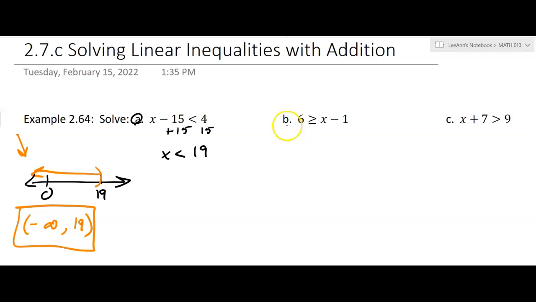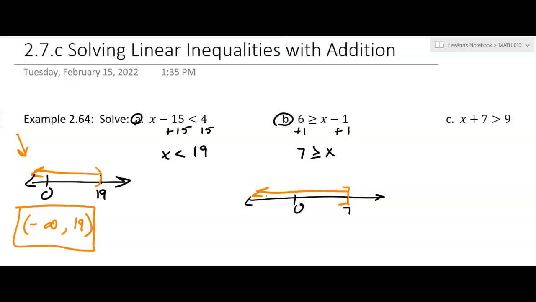All right, so now here we have B. You see that x is on the right-hand side. Now that makes it a little bit different for inequalities. We'll talk about that. But you still want to get x by itself. You're going to add 1 to both sides. So you have 7 is greater than or equal to x. Okay, now you can think about that. 7's bigger than all these values of x. Here's 0, here's 7. So I'm saying greater than or equal to, square bracket, this way.